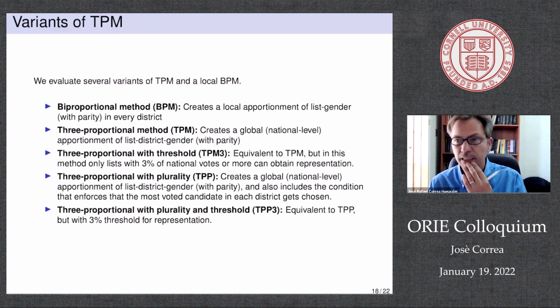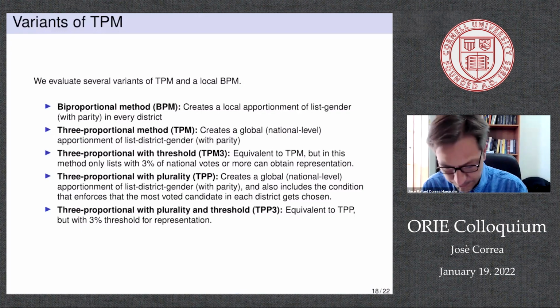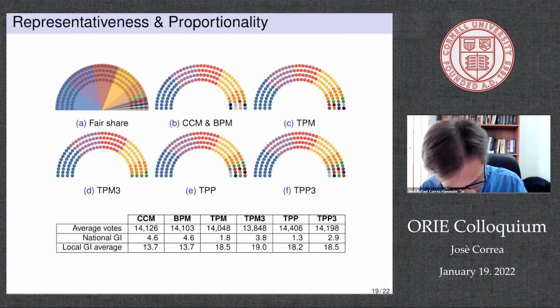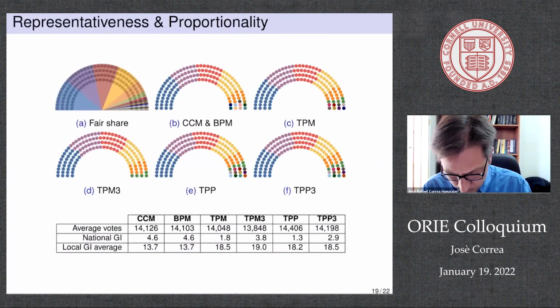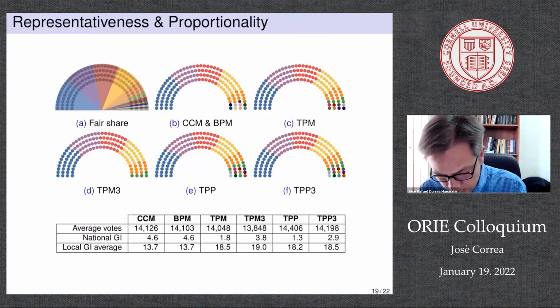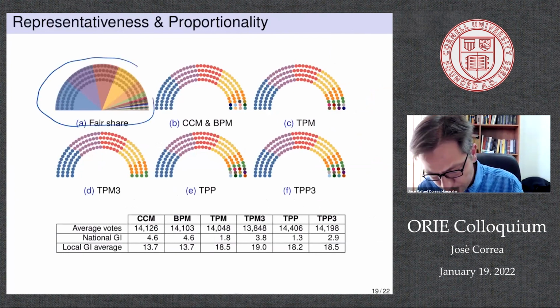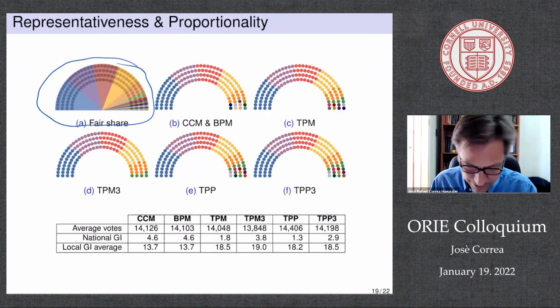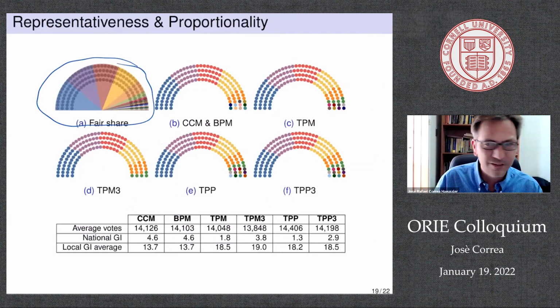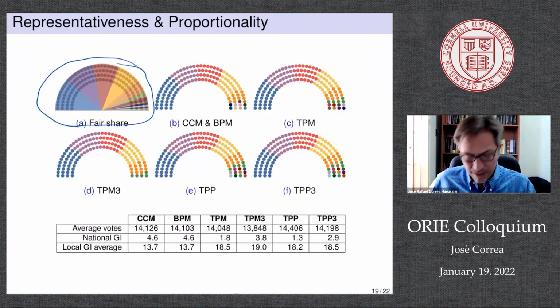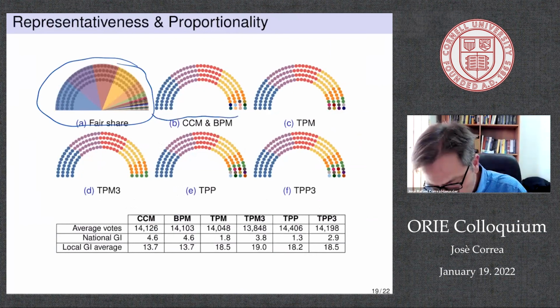There are 28 districts in Chile, so this does not fill up all the seats. That's important. And finally, plurality and threshold, both things at the same time. This is the fair share of votes per list. I can tell you what some of the lists are, but not all of them. This is the result of the Constitutional Convention.